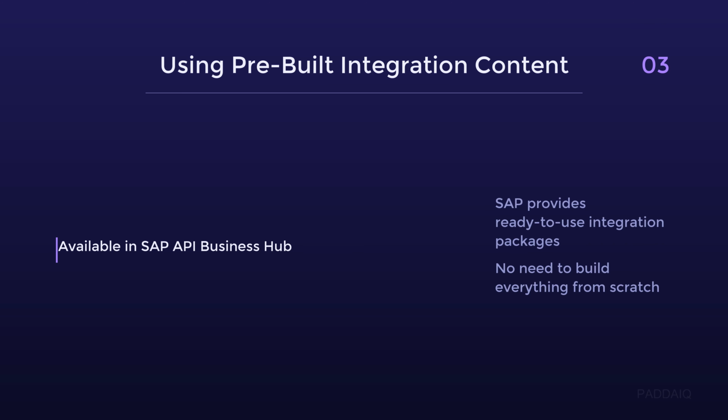Available in SAP API Business Hub. This means SAP provides ready-made integration packages you can directly use instead of building from scratch. For instance, you can quickly connect your sales system to SAP S/4HANA Cloud to sync customer data. This saves significant development time and accelerates your project's integration phase.